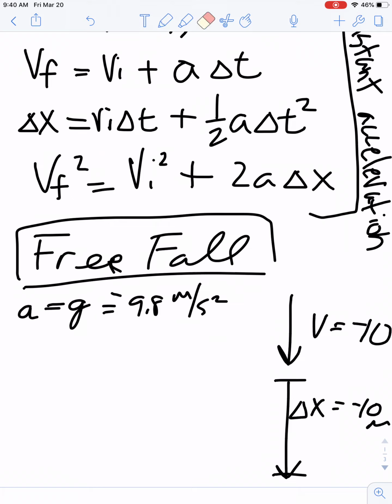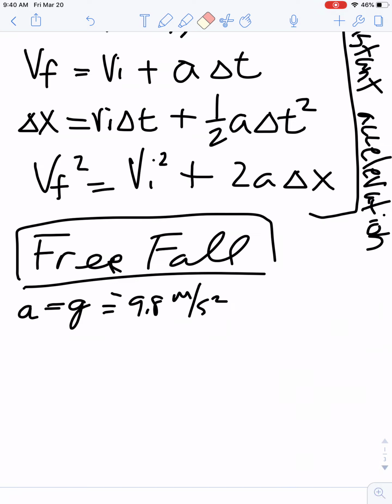So we just have to make sure that as we choose our coordinate system, we are consistent in that choice and we make everything that is supposed to be negative, negative. So we're going to generally stick with this coordinate system then, with positive being up and negative being down. And we're going to work within that coordinate system.